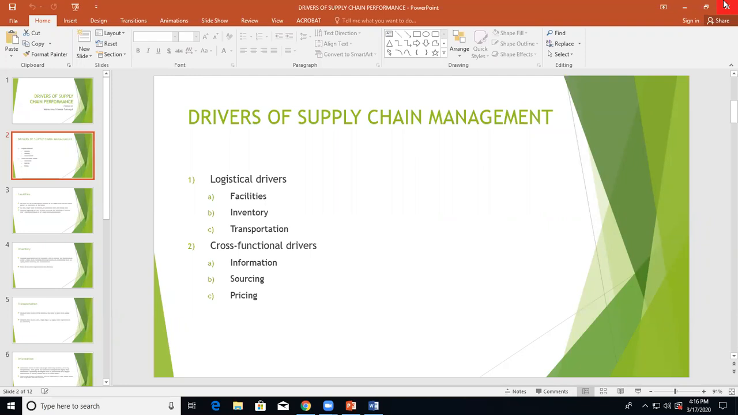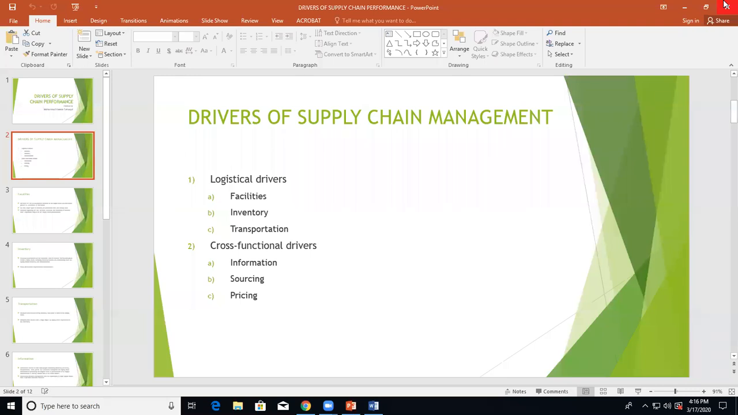So we see we have three kinds of logistical drivers. Number one is facilities. Facilities are the manufacturing facility and the storage facility. Okay, facility includes the manufacturing plus storage facility. We have the inventory driver, which is the second kind of logistical driver. And you all know the inventory, there are different kinds of inventory, which we will be discussing further. I am just giving you an overview over here.